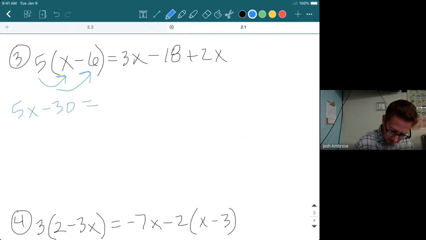equals, and I'm going to go ahead and start combining some like terms on the other side just to simplify it down a little bit faster. So you got a 3x and a 2x. They're both in the same family here. So those are going to be 5x minus 18.